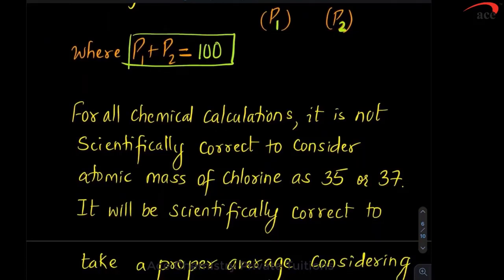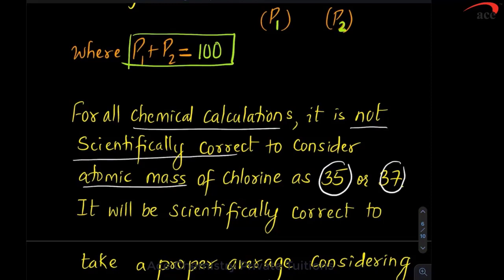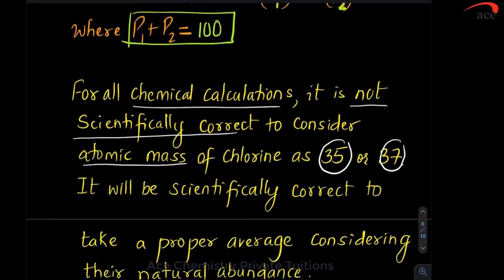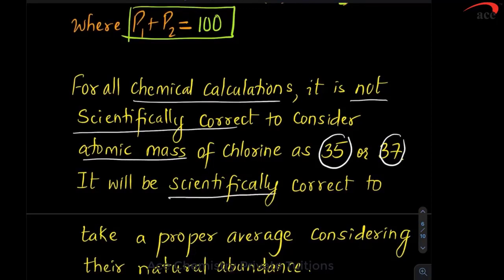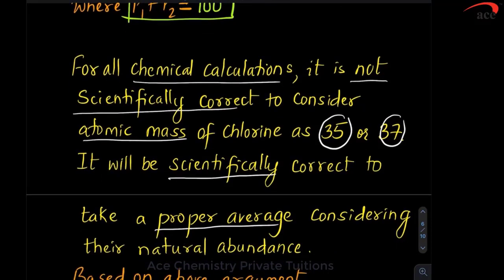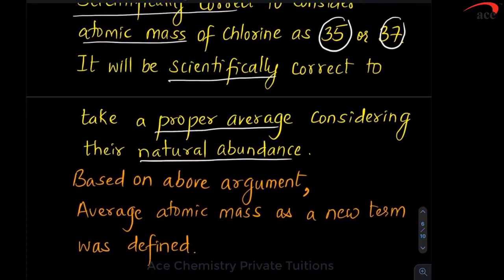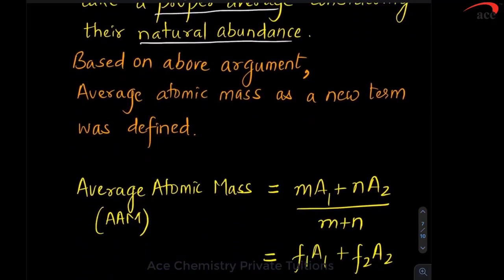For all chemical calculations, what would have been correct to take as the atomic mass of chlorine? Should I take 35 or should I take 37? Science says it is not scientifically correct to take either 35 or 37. On the other hand, science says you take a proper average of the 2 isotopes, taking into account their abundance. Based on these factors and arguments, the term average atomic mass was introduced in science.